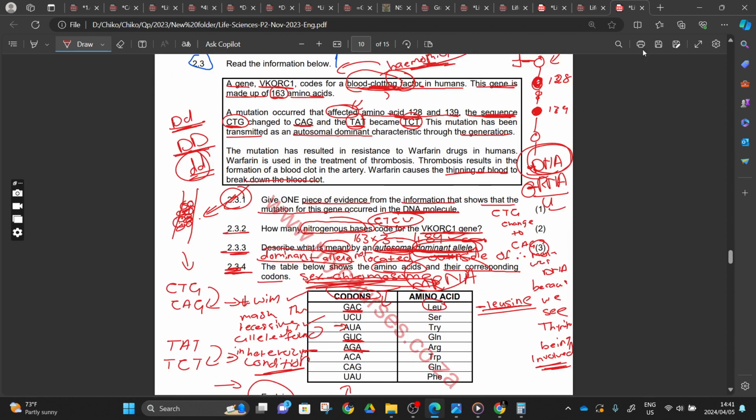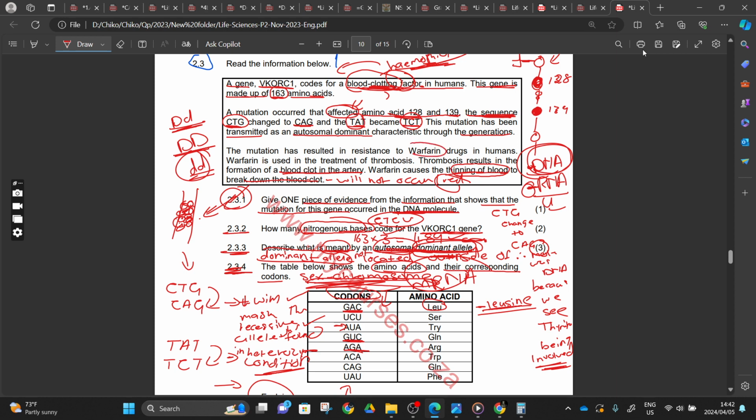Then let's go to the extract. You can say thrombosis won't be reduced, right? It means that the formation of blood clots in the artery will increase. And then you can say the thinning of the blood to break down the clot will not occur, or it will be reduced, since the protein has changed its structure.